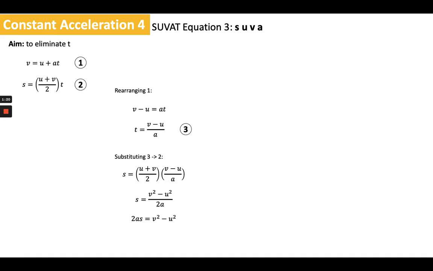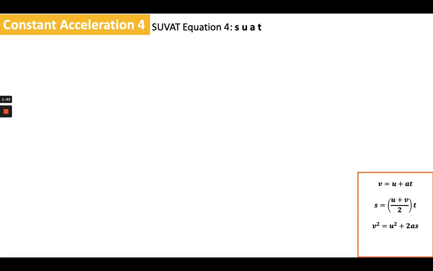At this point, all I need to do is multiply by 2a and add u squared, and I get it in the form I'm most used to. So this is the third SUVAT equation, v squared equals u squared plus 2as. If you're unsure of any of these derivations, please pause the video and try to do it yourself. If you're still stuck, then please get in contact with one of your teachers and we will be able to help you.